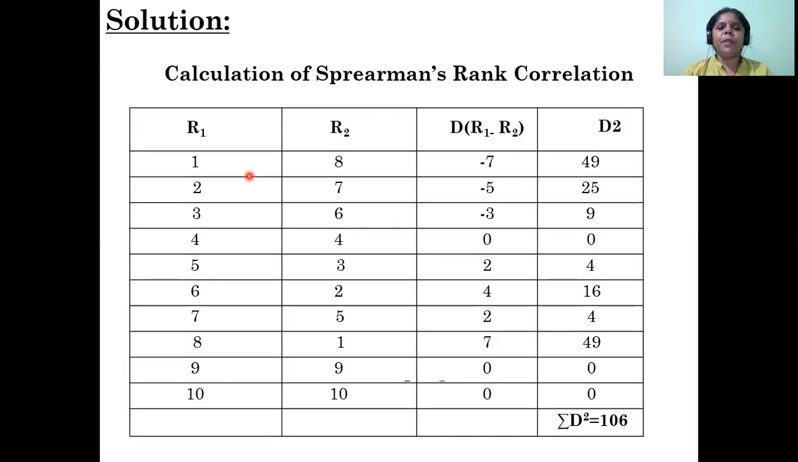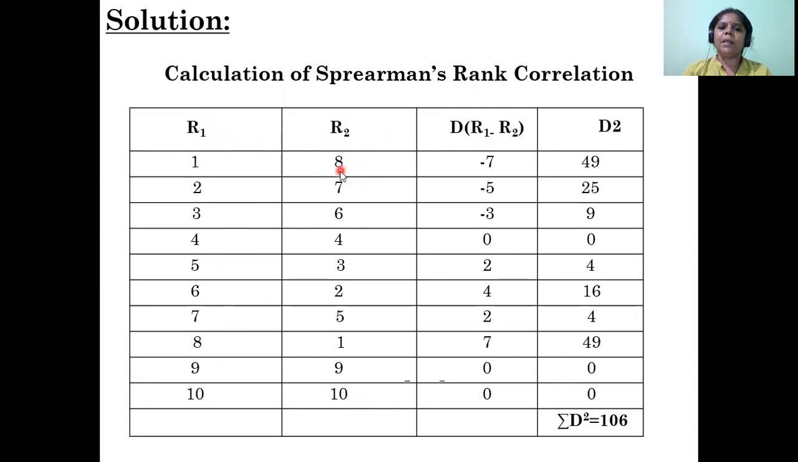So this is how we have to calculate the rank correlation. Calculation of Spearman's rank correlation: this is R1 rank, and this is R2 rank. R1 is the x variable and R2 is the y variable. They are given in the problem itself. What we have to find out is D, where D is equal to R1 minus R2.